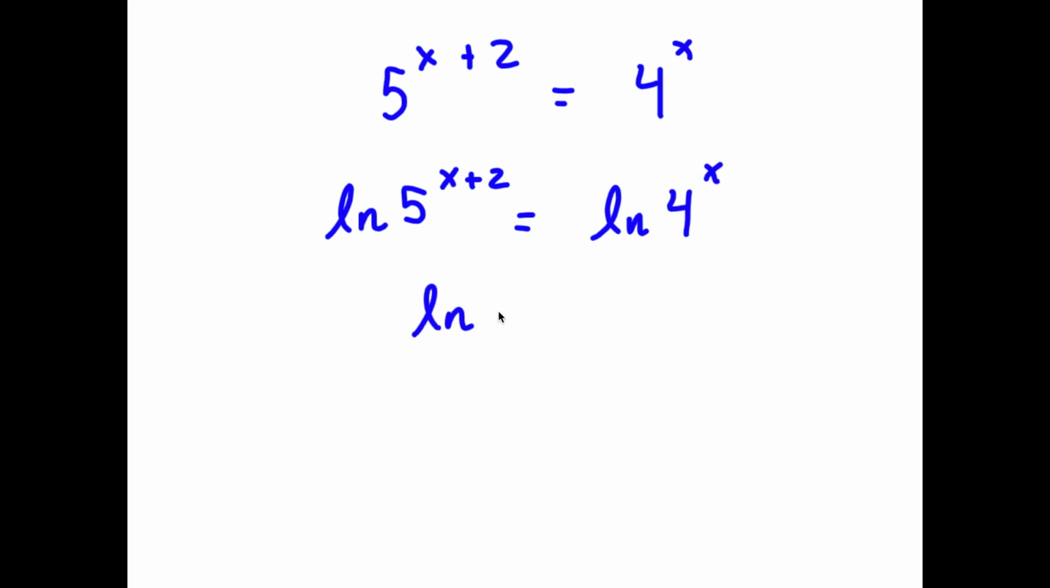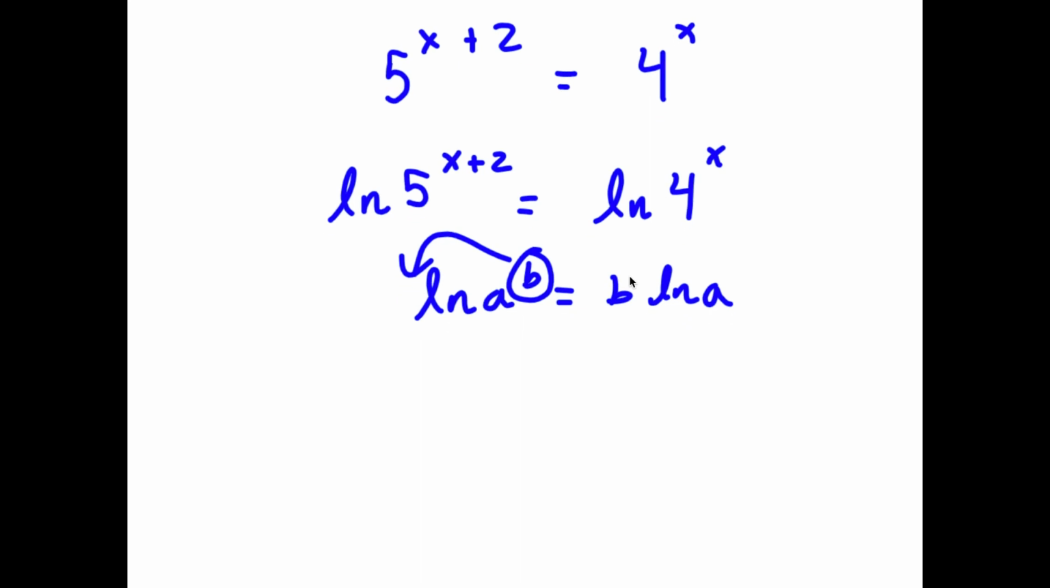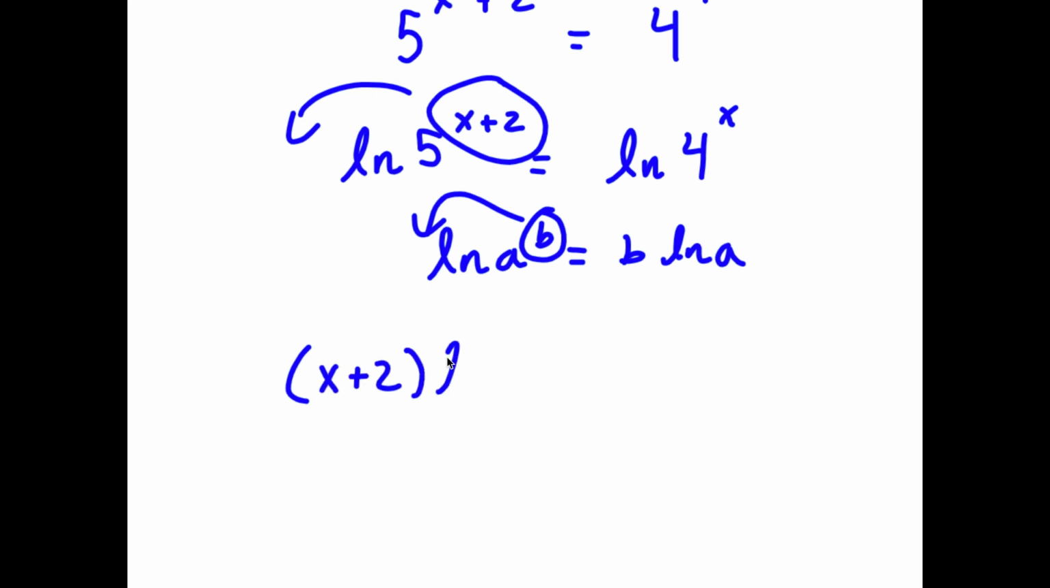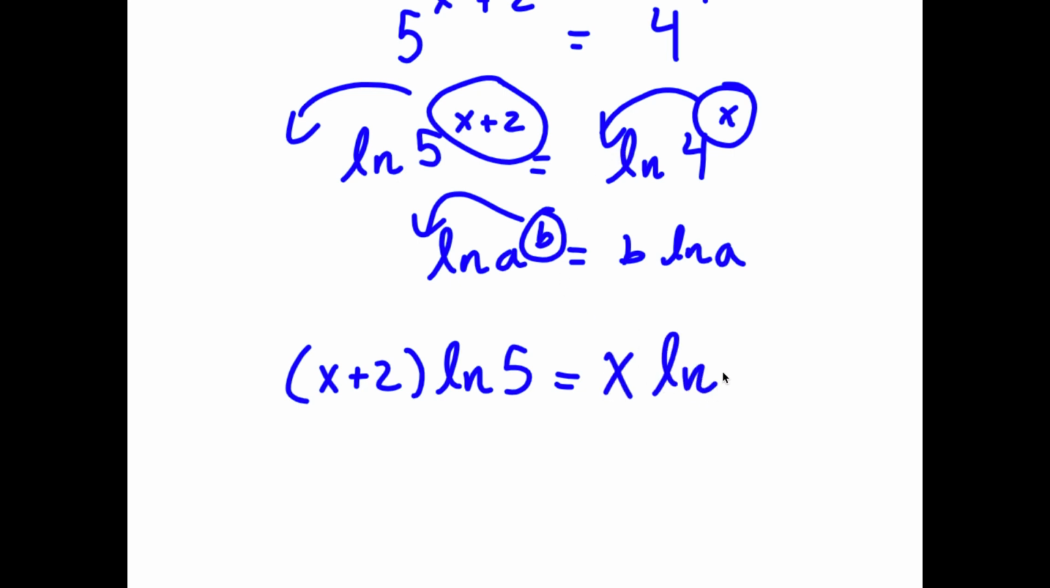Now if I have something in the form ln a to the power of b, I can move this exponent b to the front, so this can equal b times ln a. So in this case, I have ln 5 to the power of x plus 2, and x plus 2 here, I can move to the front. So now I'm going to have x plus 2 times ln 5. And I can do the same thing with x over here. I can move x to the front. So now I'm going to have x times ln 4.